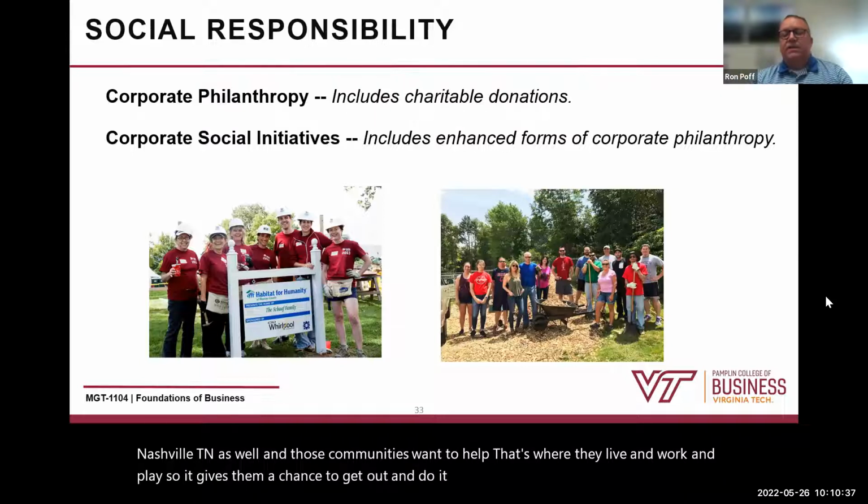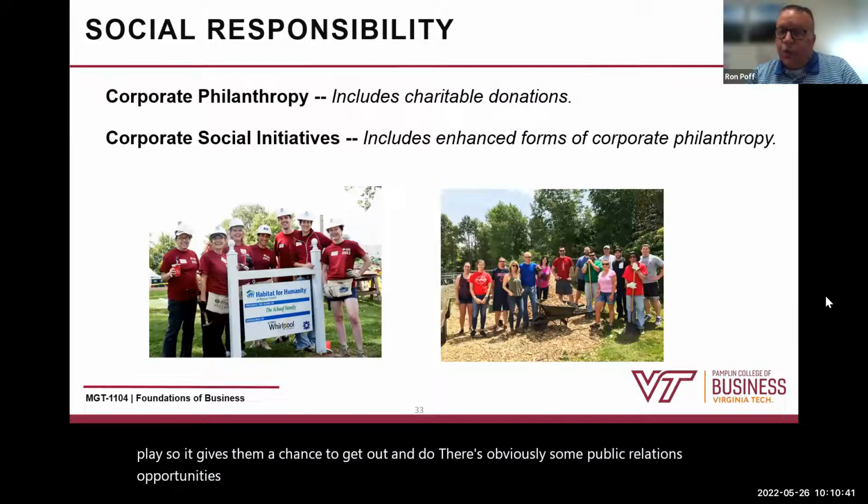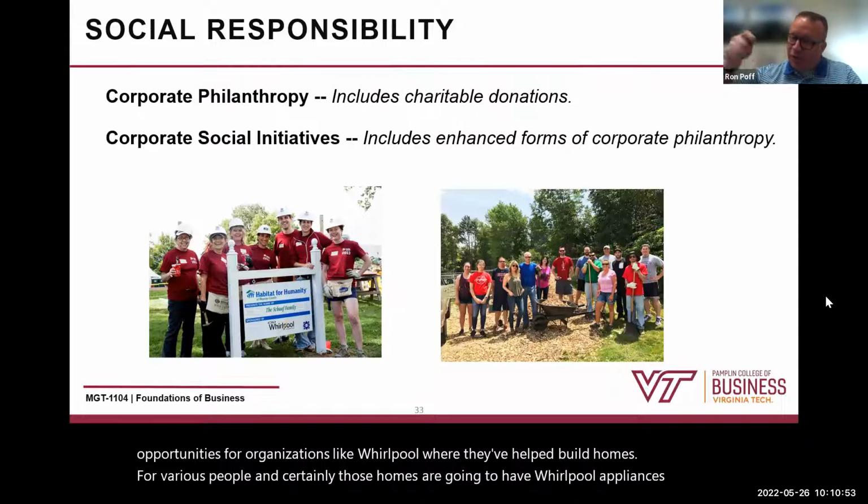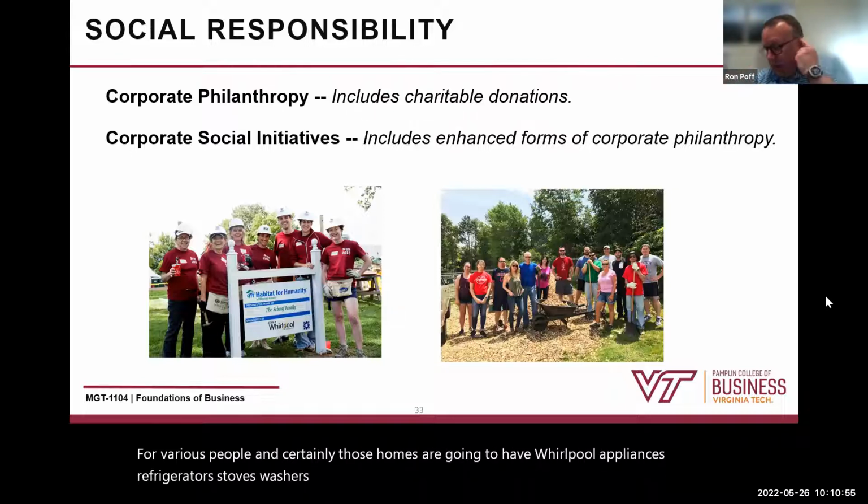There's obviously some public relations opportunities for organizations like Whirlpool, where they've helped build homes for various people. And certainly those homes are going to have Whirlpool appliances, refrigerators, stoves, washers, and dryers. So there's certainly that opportunity, but an awesome thing.